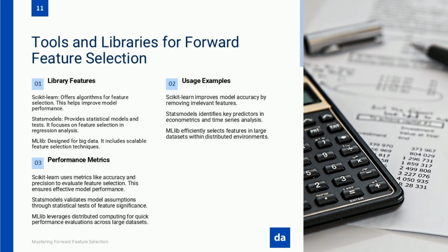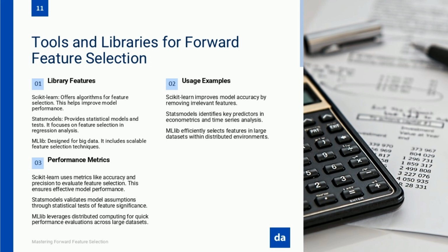Then there's stats models, the go-to for statistical analysis. If you're working with regression models and need in-depth insights on which features are statistically significant, this is your tool. Unlike sklearn, which is focused on pure performance, stats models gives you p-values, confidence intervals, and other juicy details that help explain why a feature was selected. Perfect for researchers, economists, and anyone who wants to dig deeper into the numbers.